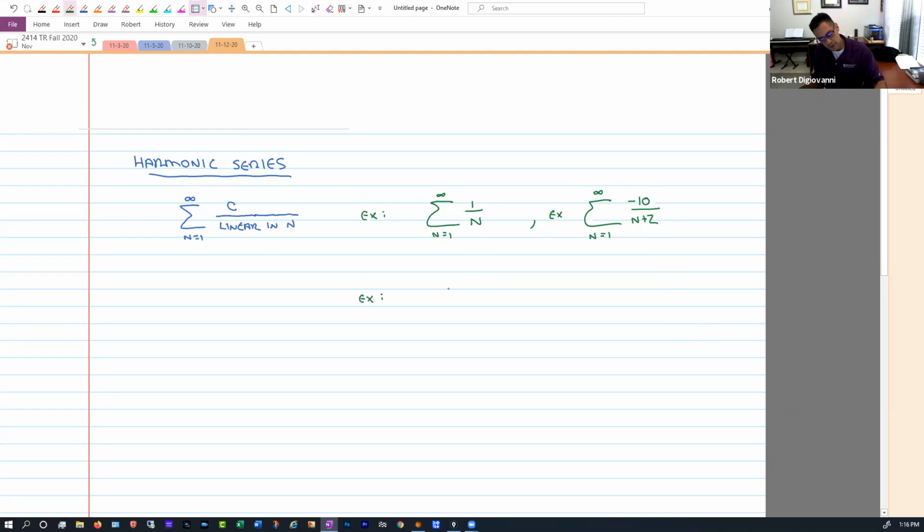Another example, sum n equals 1 to infinity of pi over 1 minus 3n. There we go. Just making sure this is never 0. Okay, that would be harmonic. We have a constant, pi is a constant, over a linear expression in n. That's what a harmonic looks like.